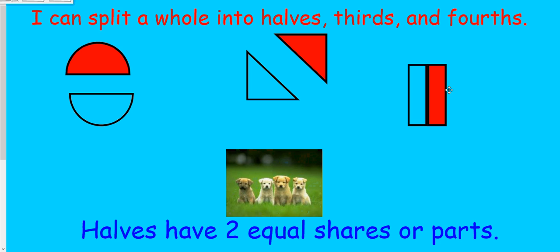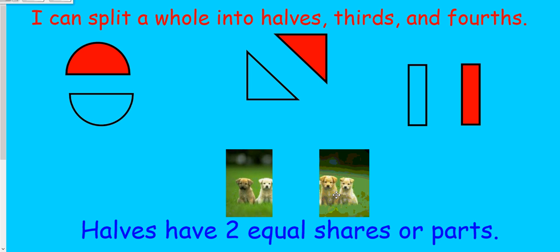Look at the rectangle. We can split the rectangle into halves. Here's 1/2 of that rectangle. Here's the other half of the rectangle. Each piece is 1/2. Here's that group of puppies. There are 4 puppies in this group. If we split this group of puppies into halves, we have 2 puppies in this half and 2 puppies in this half. This is 1/2 of the group of puppies. This is 1/2 of the group of puppies.